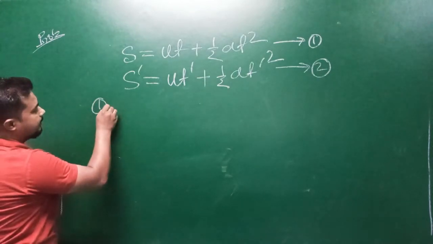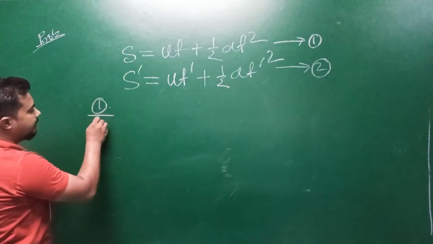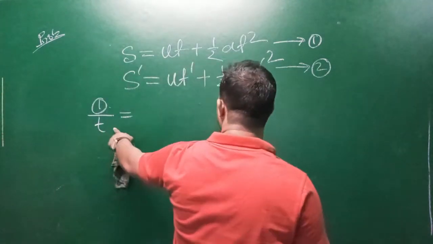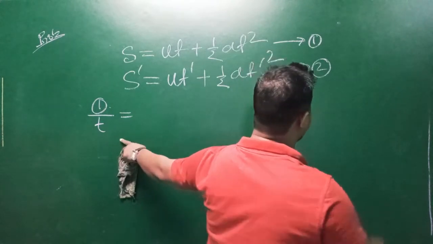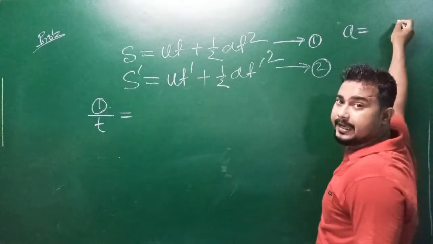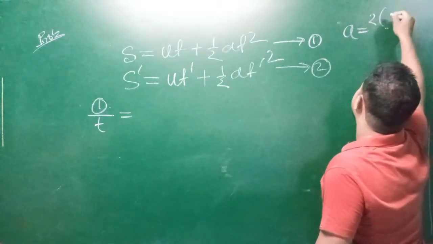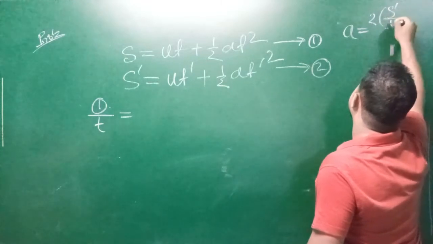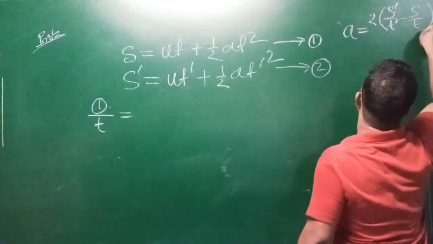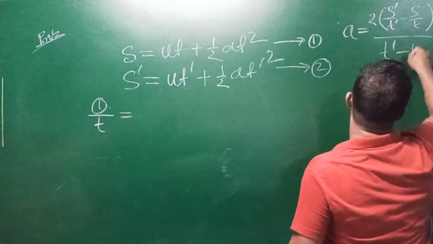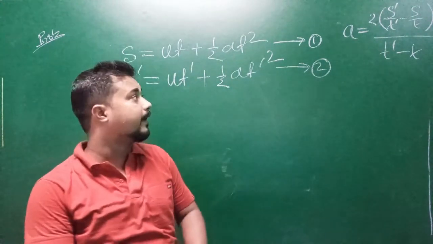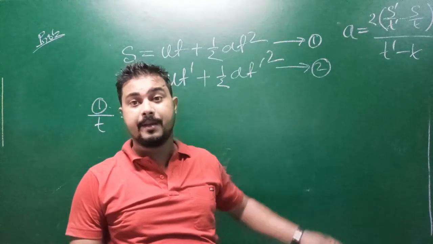1 divided by t. We have to show that small a is equal to twice s dash by t dash minus s by t, divided by t dash minus t. So this is what we have to show. First, let us take the s by t form and the s dash by t dash form.